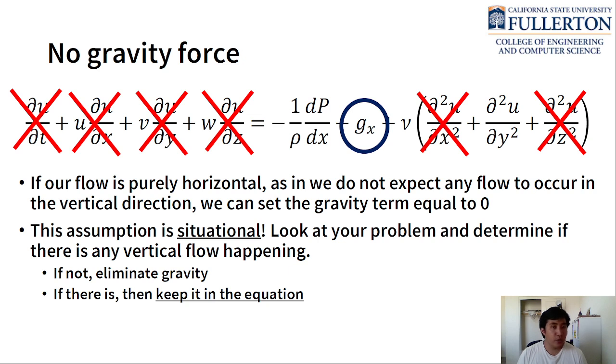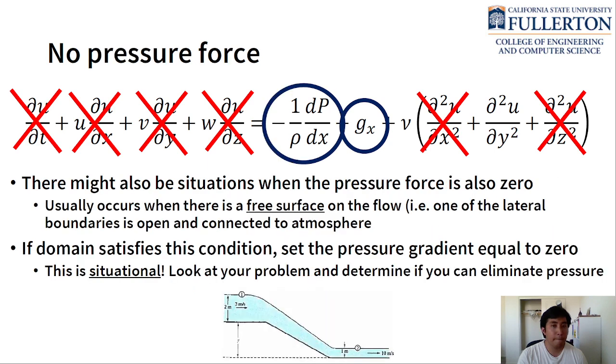But again, this really depends on your situation. If you have vertical flow or if you have flow that's going down a slope, then gravity is going to be relevant and you need to keep it in the equation. So check your problem, check your situation. If it's horizontal, you can eliminate g, but if not, you've got to keep it in there.